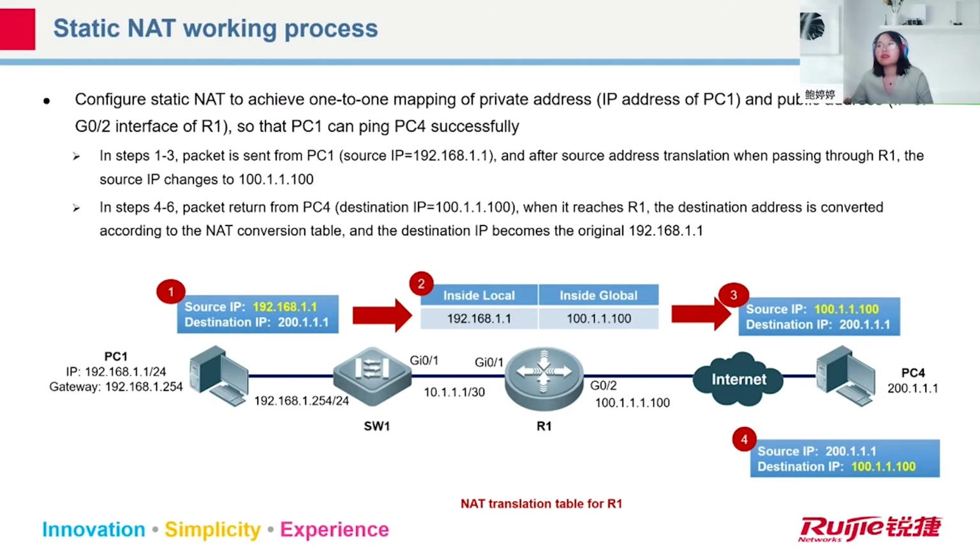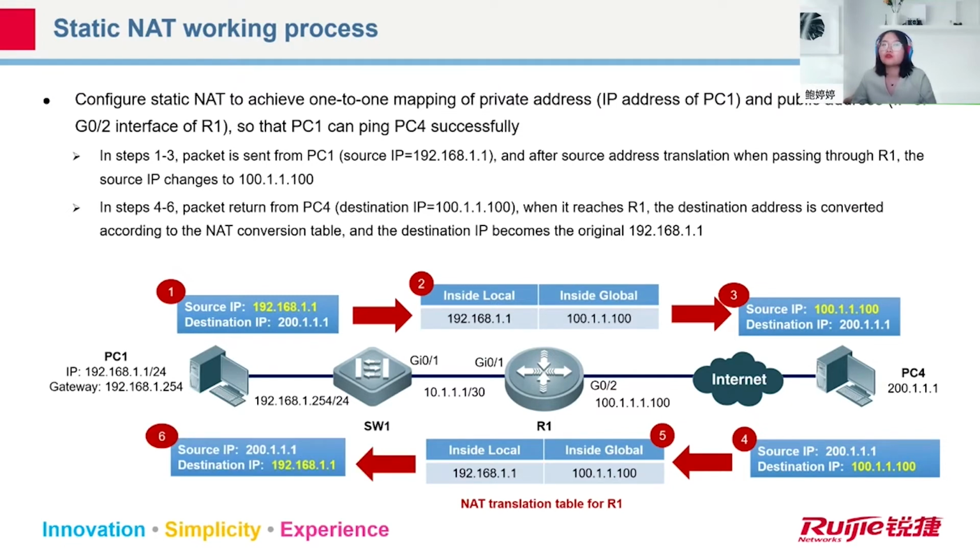And later, when the reply comes back from PC4 to router 1, when router 1 receives it, it will find the destination already exists in the translation table. Finally, the IP address will be translated again and sent back to PC1. So this is the whole process. If we use static NAT, we can let the private address visit the public network. But the disadvantage is that this public IP address can only be used for PC1, so we cannot solve the problem that there are not enough addresses, right?